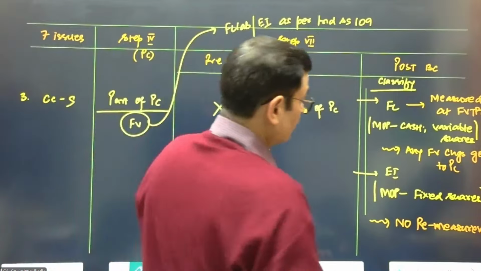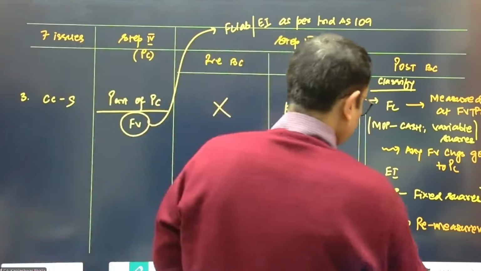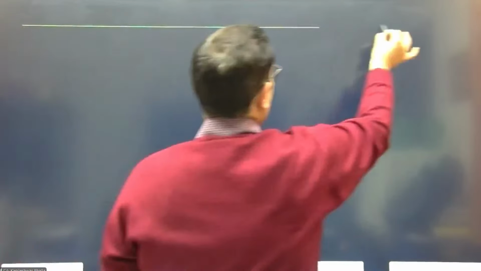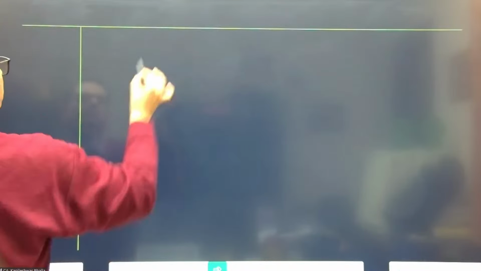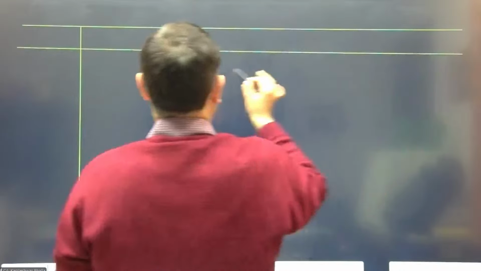Okay, let's continue the chart. Can I take it further? So this, I think, gives us all the details in terms of the 7 issues and what is done on each and every specific date. Let's continue with the chart. So we've got the list of issues continued, the impact on step 4, and the impact on step 7.